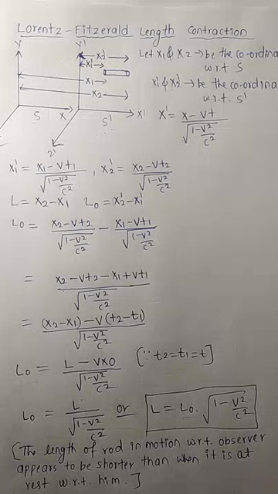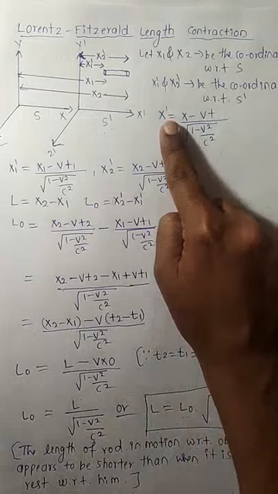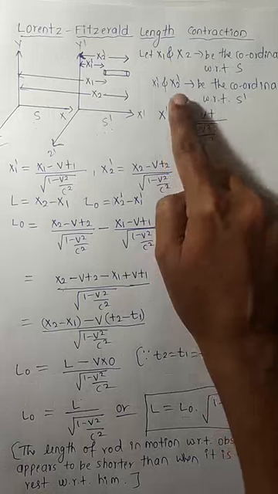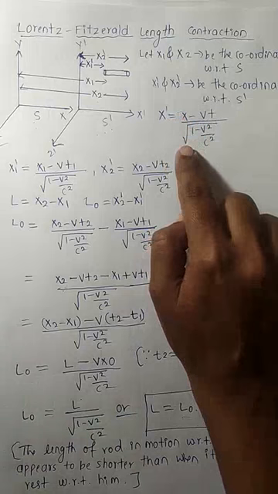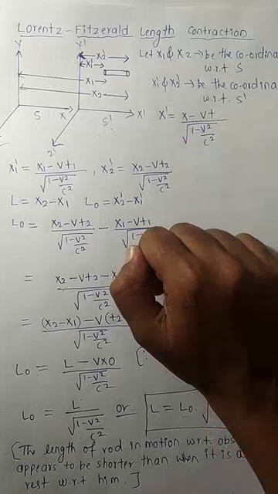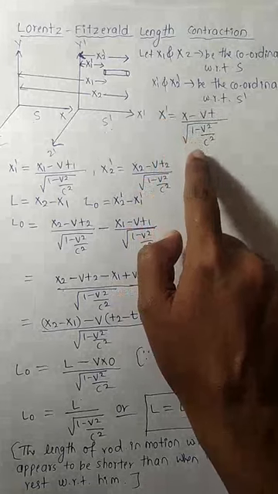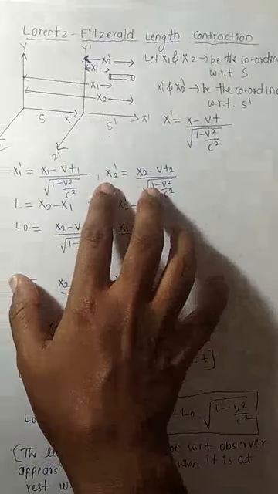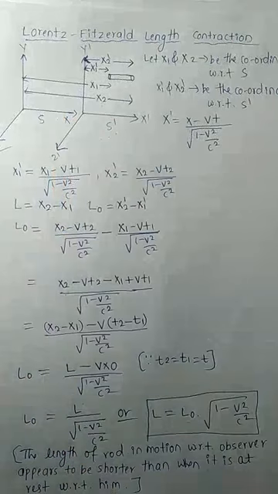Now we already know the Lorentz transformation equation. What is it? x dash equals x minus v t divided by square root of 1 minus v square by c square. This is the basic equation for all these things. This is the Lorentz transformation equation, and we are applying it to the two frames of reference, first for S and then for S dash.